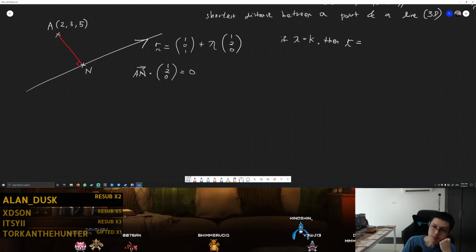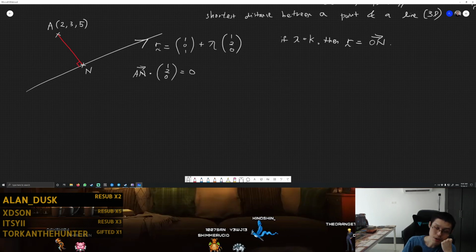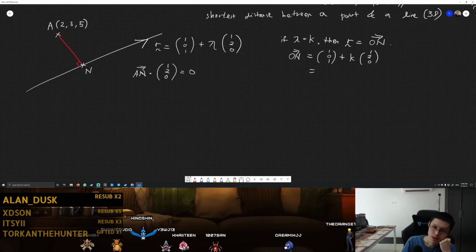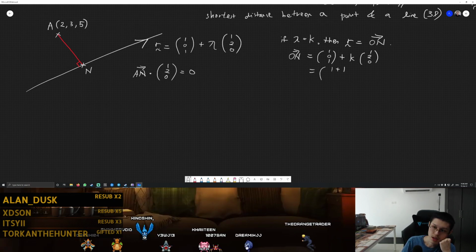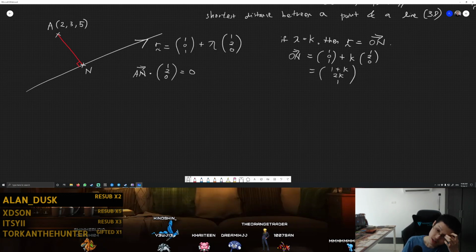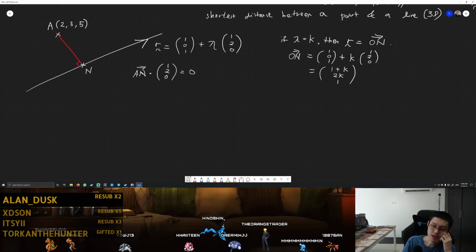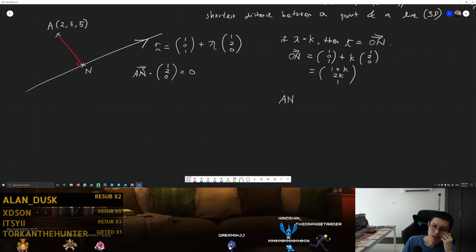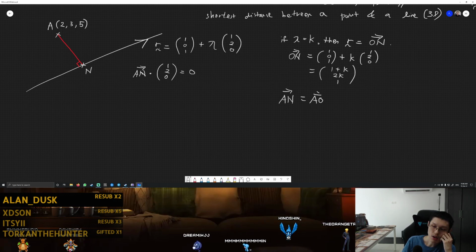So if lambda is equal to k, then r is going to be equal to ON, because we need to find the position vector of N. So ON is going to be (1, 0, 1) plus k(1, 2, 0). Simplifying this, I get (1 plus k, 2k, 1). So we've actually found a position vector for N in terms of k. This is good, because now we can find AN. So AN is actually AO plus ON.